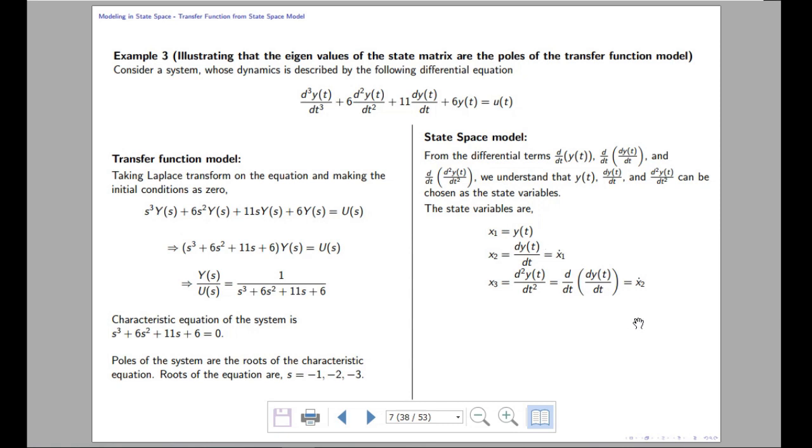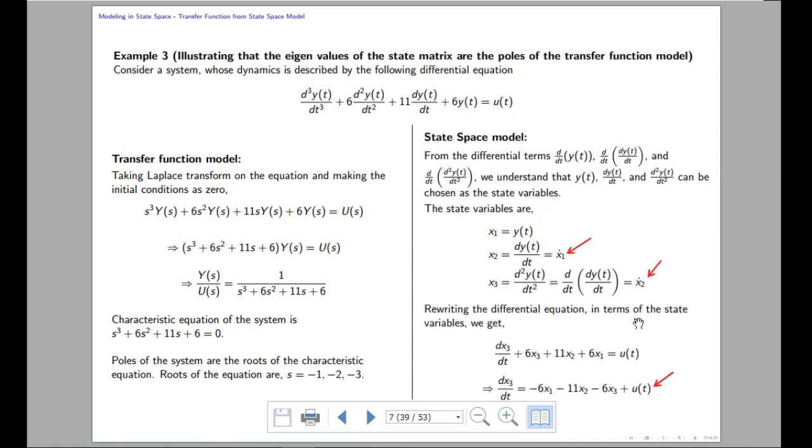Right. So having identified the state variables, we should get the state equations. The state variables are x1, x2 and x3, so the state equations we need are x1 dot, x2 dot and x3 dot. The equations for x1 dot and x2 dot are already available to us. x1 dot is equal to x2 and x2 dot is equal to x3. So the only equation we need is x3 dot, or dx3 by dt, and that we can get from the differential equation.